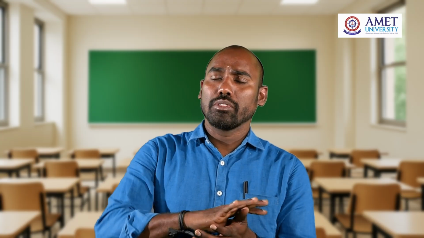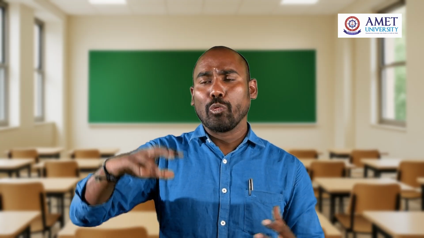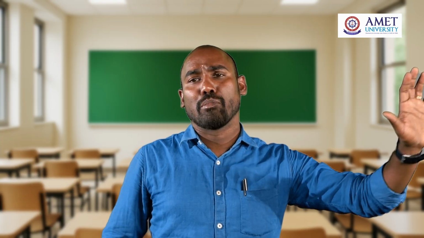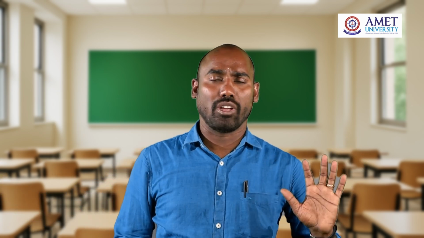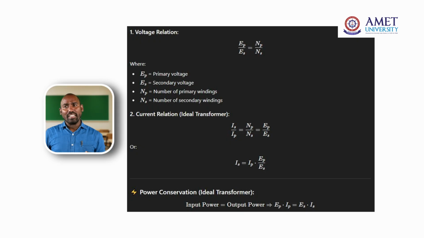Now, there might be losses in the transformer. Whatever the output, even in the secondary coil, it depends on the number of turns in the primary coil. So the output of an ideal transformer is normally written as ES IS divided by EP IP, where ES and EP are the EMF of the secondary and primary coil, and I is the current. ES IS divided by EP IP must be 100%.